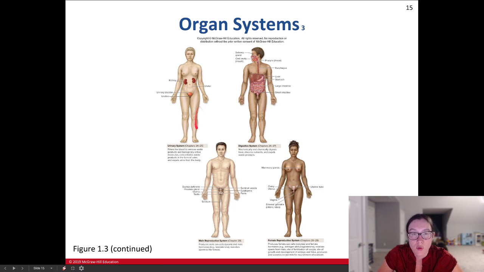The final systems we have are the urinary system, or the renal system. Our kidneys are going to filter the blood, and we're filtering liquid waste out of the blood. So our kidneys, urinary bladder, urethra, and ureters are important organs. Our digestive system has a lot of different organs.